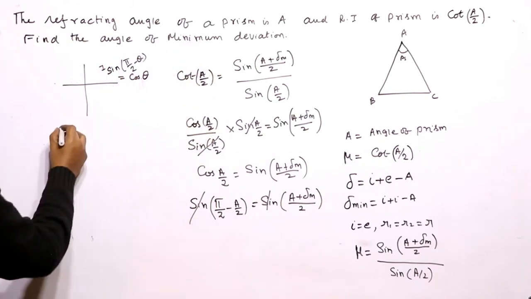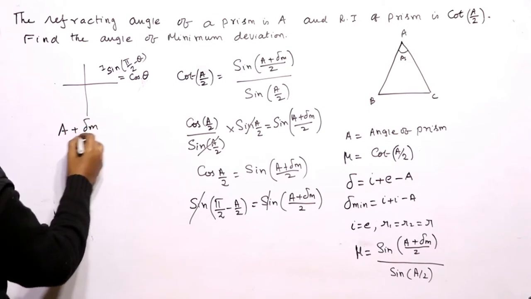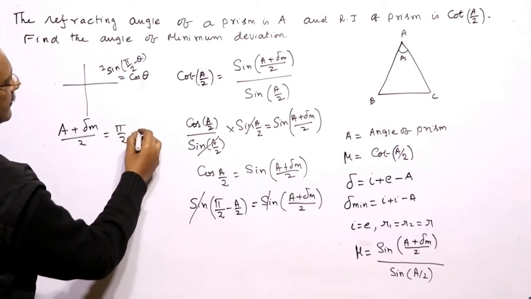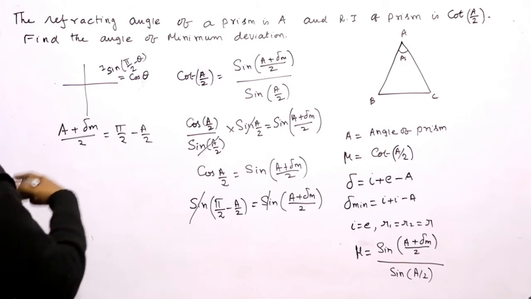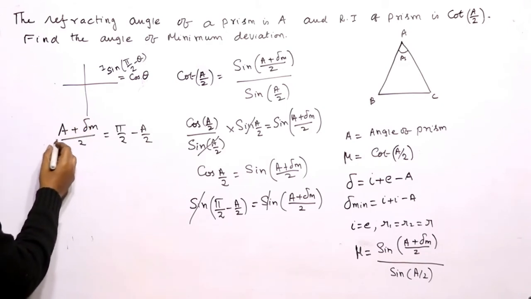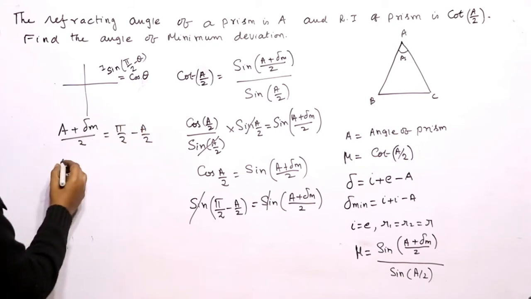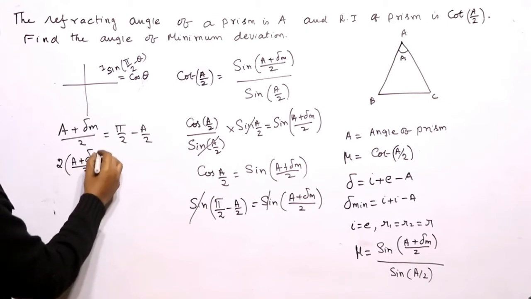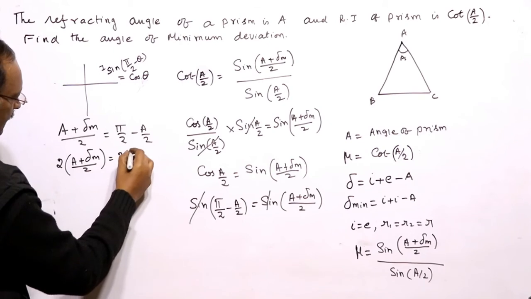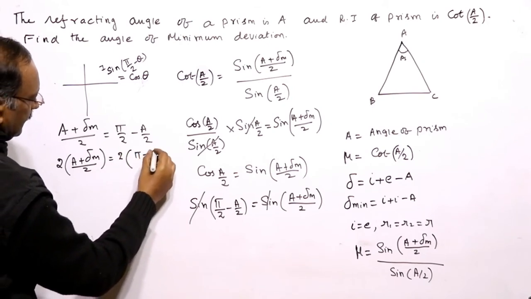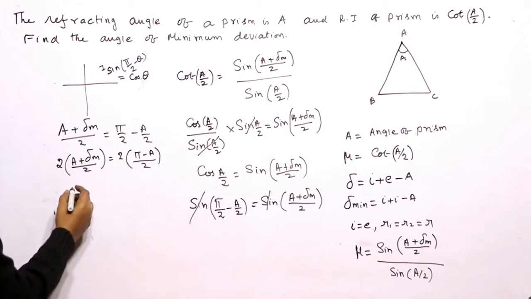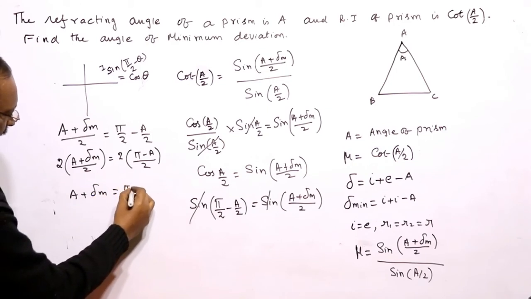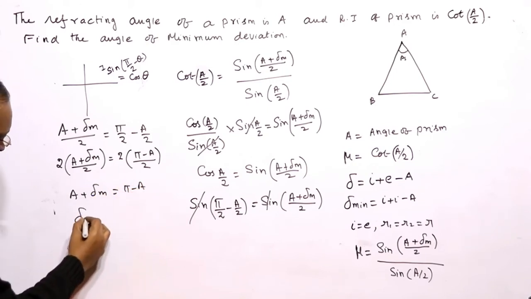It means A plus delta m by 2 is equal to this one, that is pi by 2 minus A by 2. Multiplying by 2 on both sides, this will become 2 into A plus delta m by 2 is equal to 2 into pi minus A divided by 2. This gets cancelled, therefore A plus minimum deviation is equal to pi minus A.